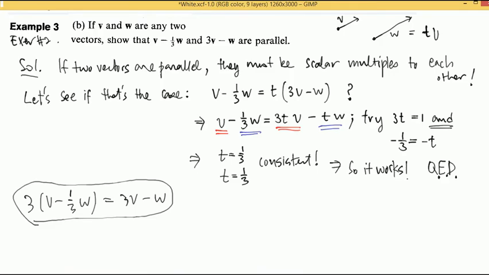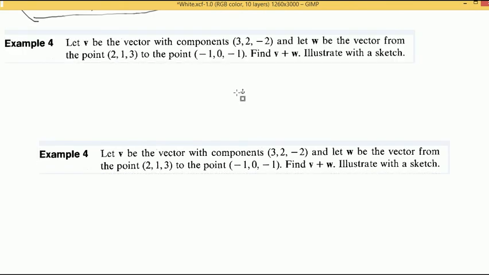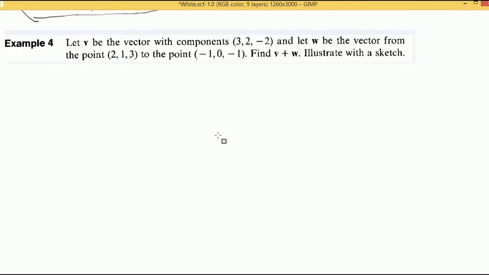So again, we're not going to do the illustration part, but we'll do this algebraically. V is a vector with components 3, 2, negative 2. So that's a displacement vector, right? It doesn't tell you where it starts, just the component part. Does it make sense? Let W be the vector from this point to that point. So that gives you the initial point and terminal point, and that's also a displacement vector.